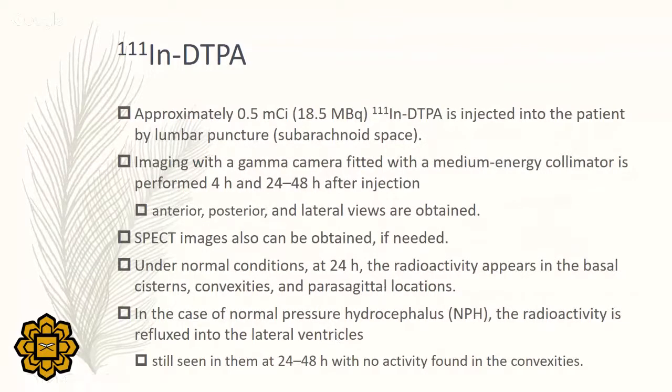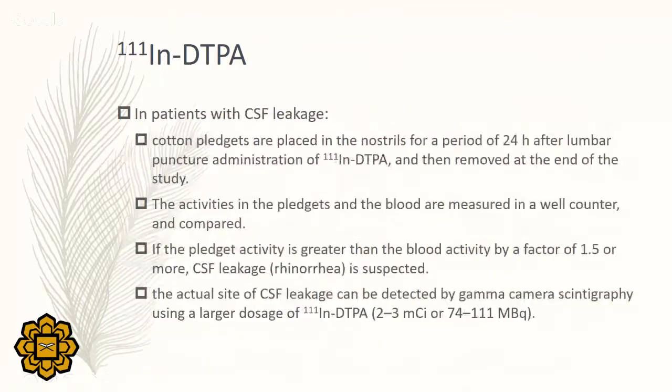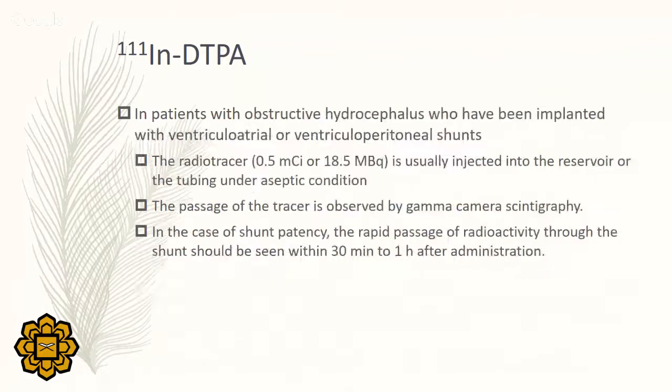If there are NPH symptoms in the patient or NPH is suspected, after 24 hours we do not find activity in the convexities. For CSF leakage, you will find a higher activity in the pledgets compared to the blood, and the value is 1.5 or more. So if below 1.5, it's fine. If it's 1.5 or more, you will suspect CSF leakage. For the patient with obstructive hydrocephalus, you will see activity in the shunt after 30 minutes or 1 hour after administration. So that's how you learn.